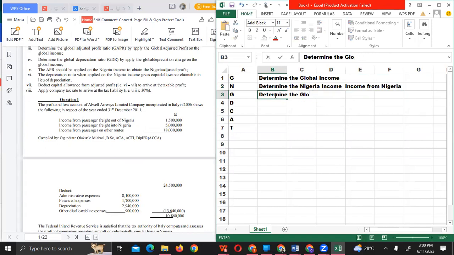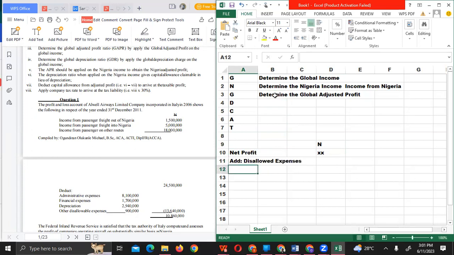Global adjusted profit. To determine the global adjusted profit is very simple. I go through this step. I have two options to follow. The first option is net profit. So I would add my disallowed expenses, and of course, this includes depreciation.